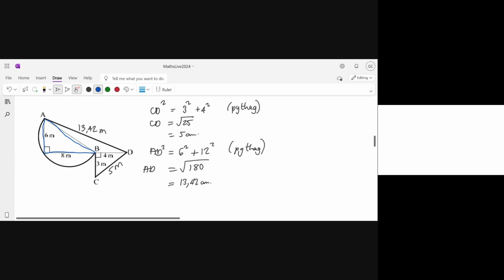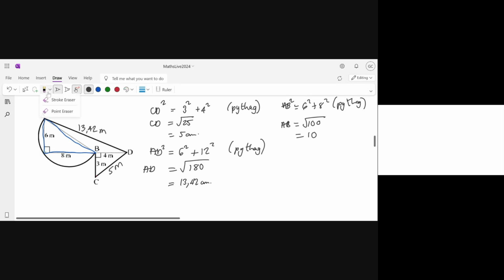Yes, Maureen, lovely. Okay, so we need to use Pythag again to figure out the length of AB. AB is going to be our diameter. So I now know I need to do Pythag again. So AB squared is equal to 6 squared plus 8 squared. Do not forget to say Pythag. So that will give me AB will be the square root of 100, which is equal to 10.